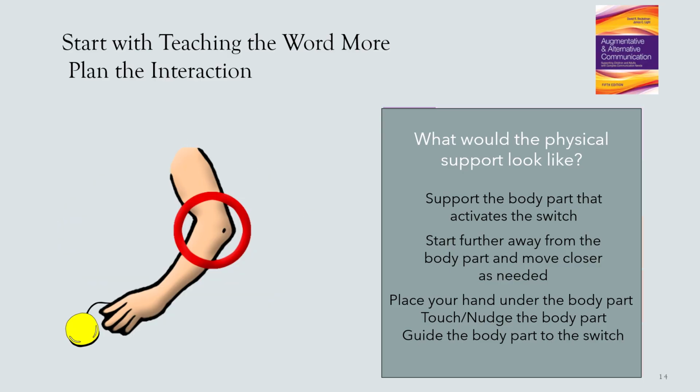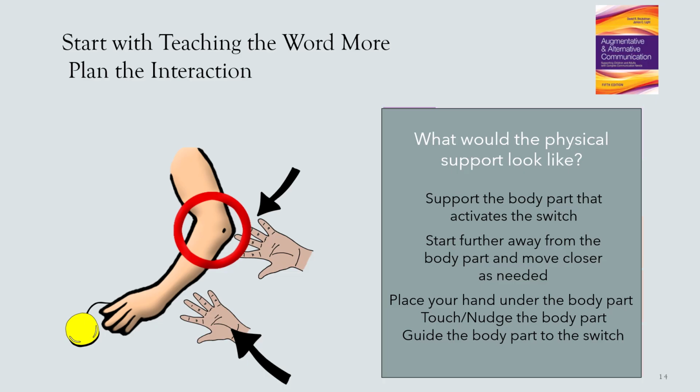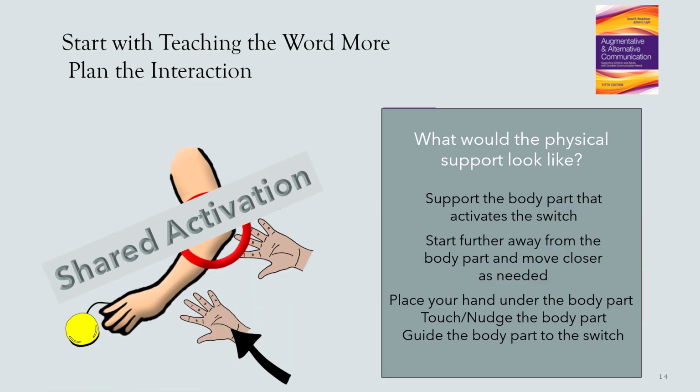Let's take a look at this scenario. The student uses his hand to activate this jelly bean switch. Your support begins away from the hand. Begin at the elbow. Move closer to the hand if needed. This is referred to as shared activation.